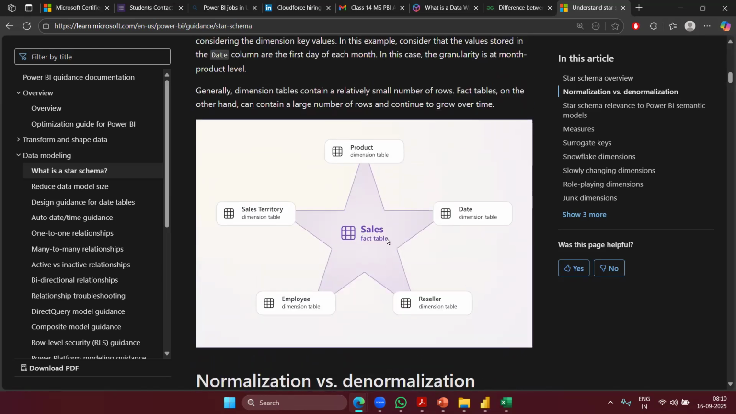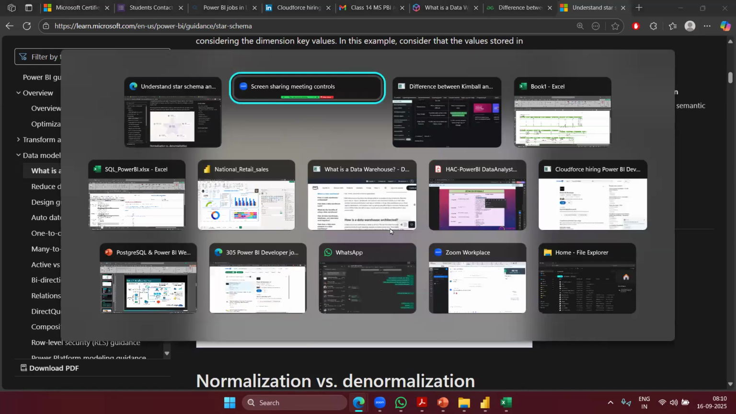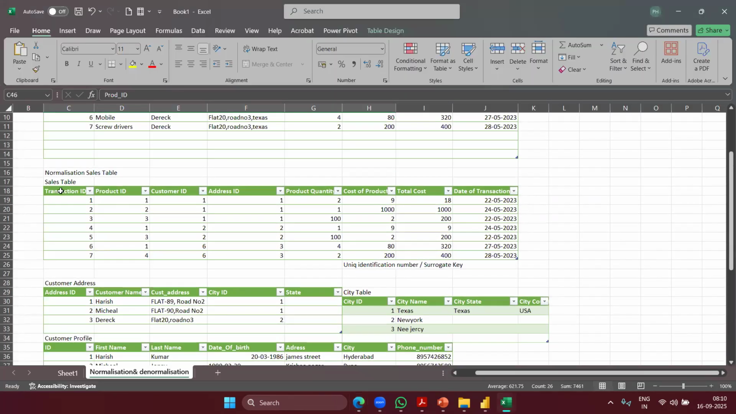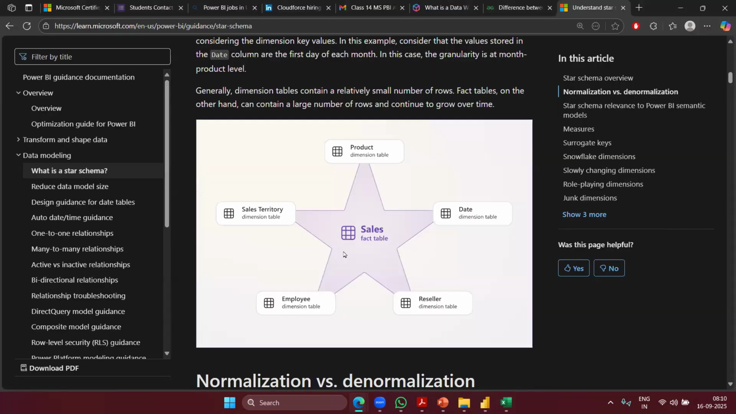So my sales table, which we arranged in the normalized form, is going to store all the transactions and the reference keys of the product or customer. So it is called the fact table. And to support this one, we are going to have the dimension tables. And the shape looks like a star. We call it a star schema, right?